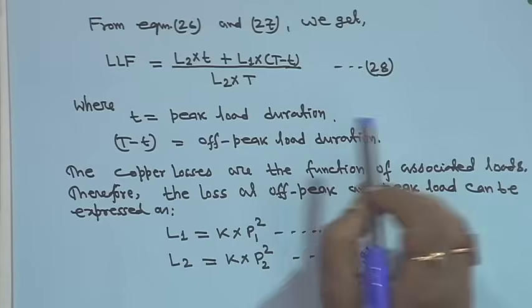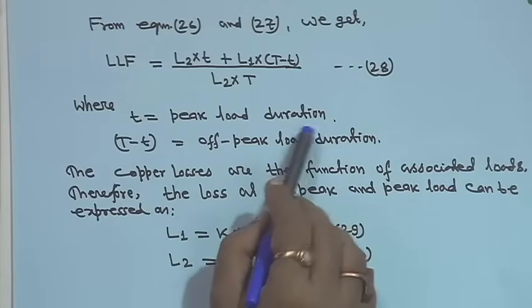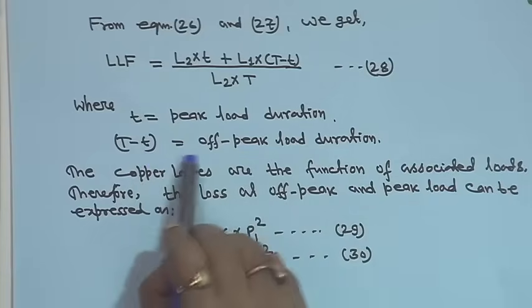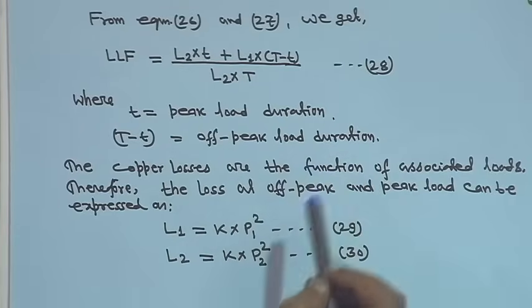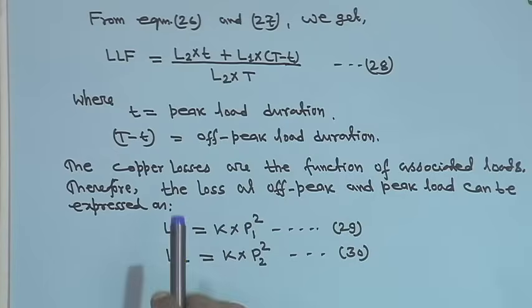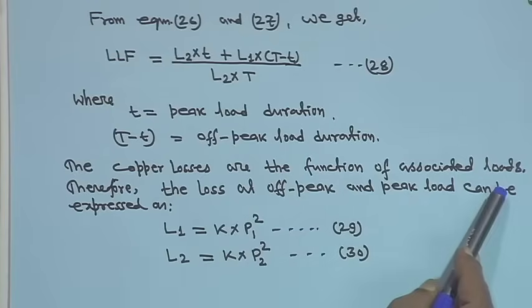Now, small t is the peak load duration and capital T minus small t is the off peak load duration. Now, the copper losses are a function of the associated load. We know that power loss is in general I square R loss, where I is the current, and hence the current depends on the load only, so the losses are a function of the associated loads.